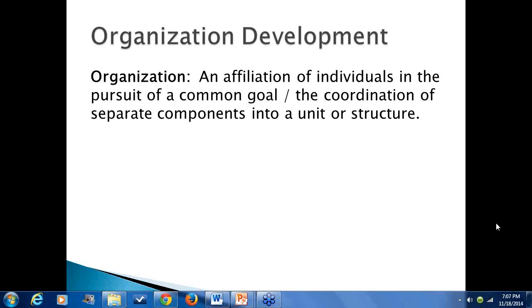But let's talk about an organization. It's an affiliation of individuals in the pursuit of a common goal, or in the coordination of separate components into a unit or structure. One of the things that I've often told folks is that an organization is just a group of folks trying to get something done. I don't care if it's the United States Army or IBM or Ford Motor Company or the great aunts trying to figure out what the family reunion ought to look like. The organizational issues are the same. There's a bunch of individuals trying to find their way to some common goal.